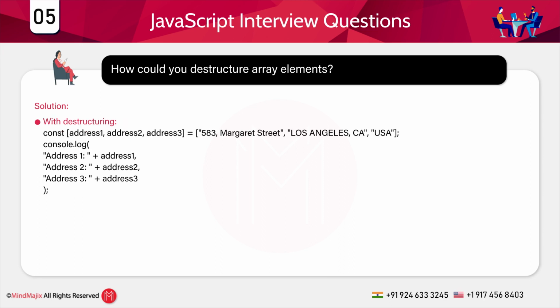Another method: const address 1, address 2, address 3 equal to 5/3 Margaret Street, and all the values are given. Then console.log address 1, address 2, address 3. So here the values are separated. Address 1 stores 5/3 Margaret Street, address 2 stores Los Angeles, CA, address 3 stores USA. So it is like the index values, and at that index the values are stored. So like this also we can destructure the array.